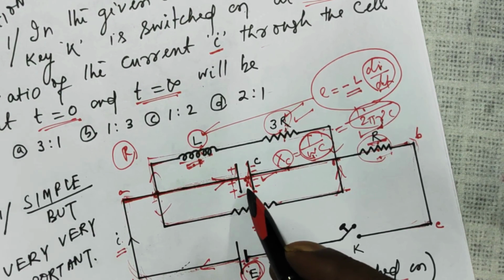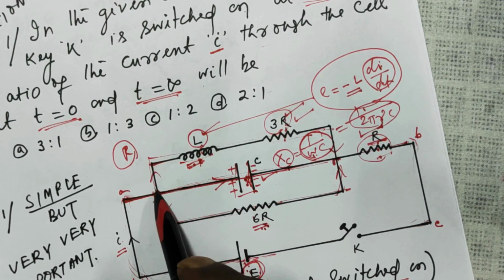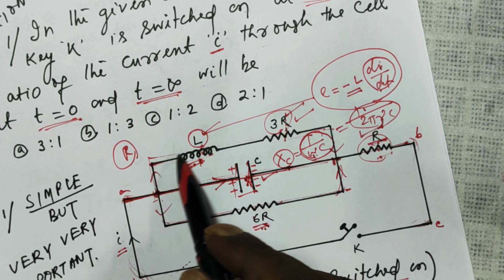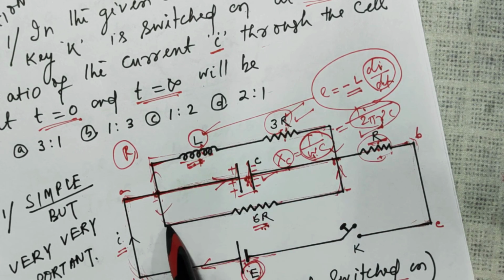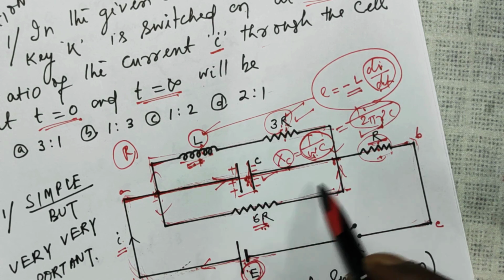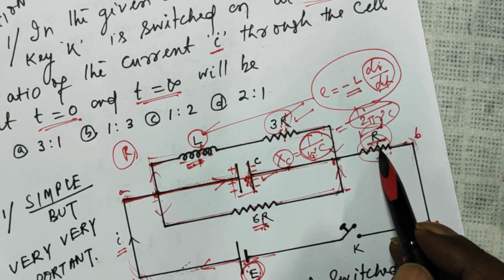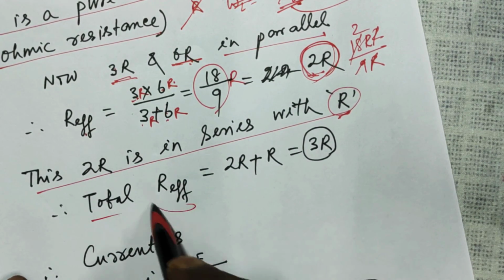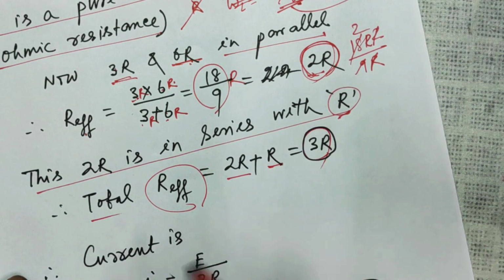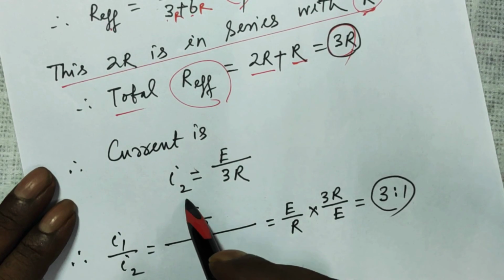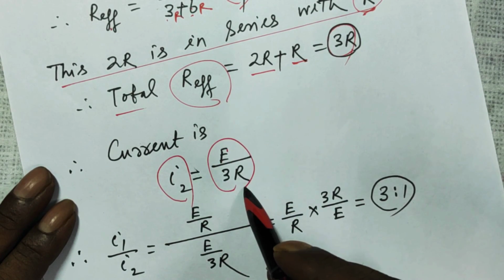The effective of these two, after a long time at t is equal to infinity, when no current is passing through this. Now it is passing through this and this, and 3R and 6R are in parallel, and the effective is in series with this R. So now the total R effective is 2R plus R, that is equal to 3R. And for these 3R, the current, let it be I2, will be voltage over the resistance.